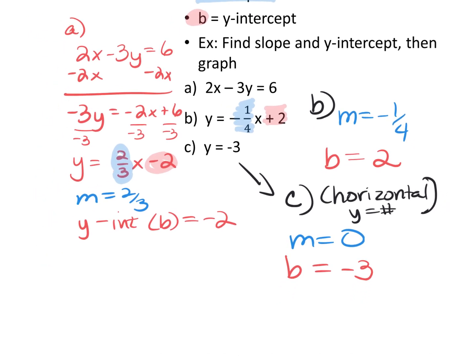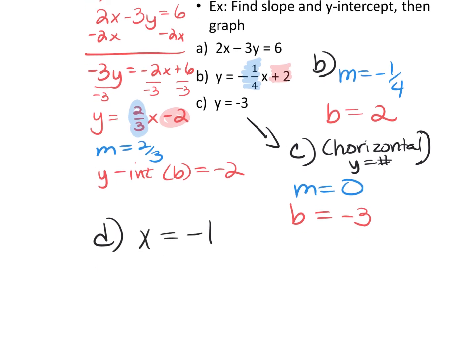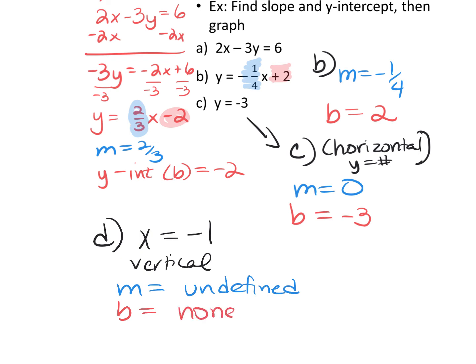Now let me add one more. Let me add a vertical equation. So D, let's say it's x equals negative 1. This one is going to be a vertical line. So this one, the slope is undefined. And the y-intercept is none, because it's never going to touch the y-axis because it's a vertical line through negative 1. I'm going to graph these three equations on the next slide.